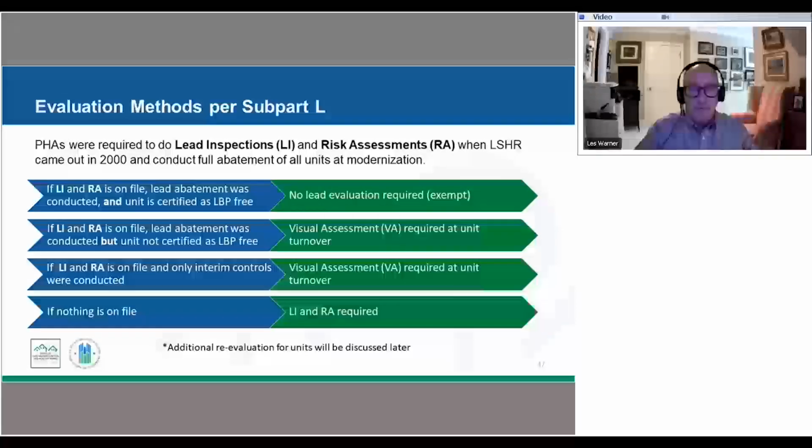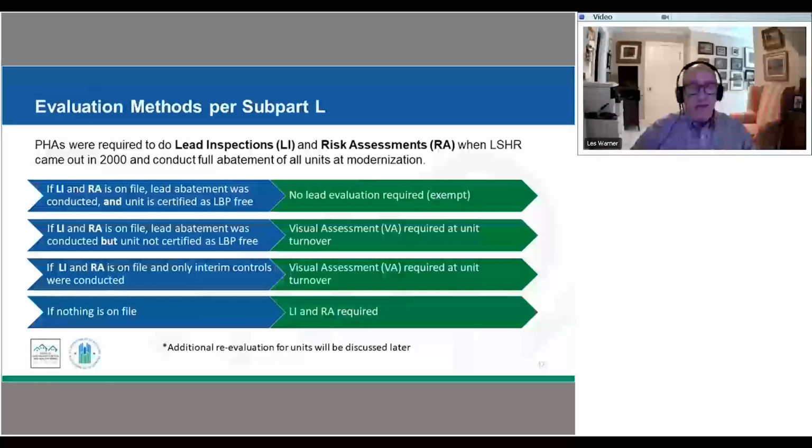If you have the lead inspection and the risk assessment in place, and the units were not certified as lead-based paint free, then you're going to be required to continue to do a visual assessment. So we're using that visual assessment to determine, do we appear to have risks based on what we can visually see?